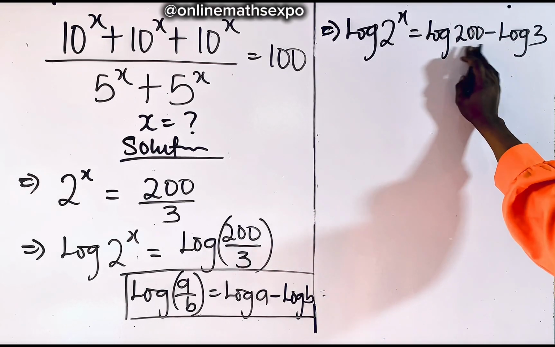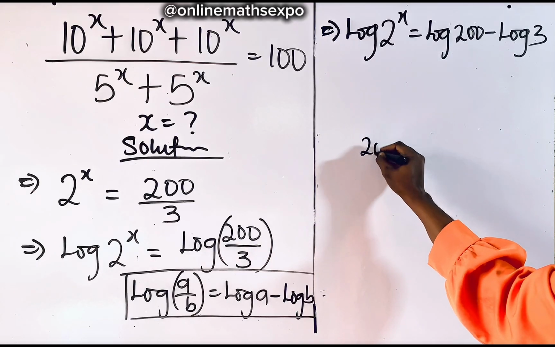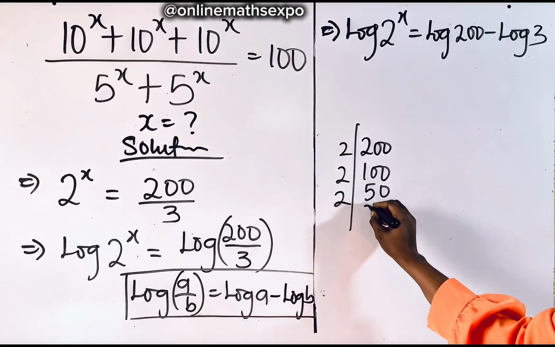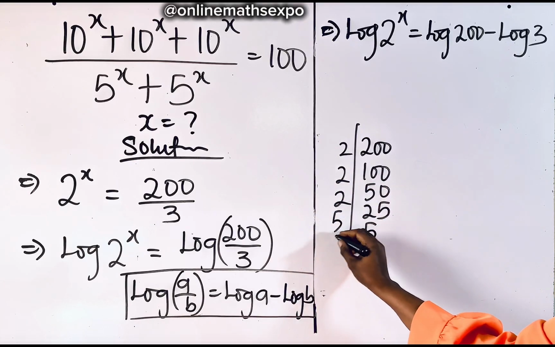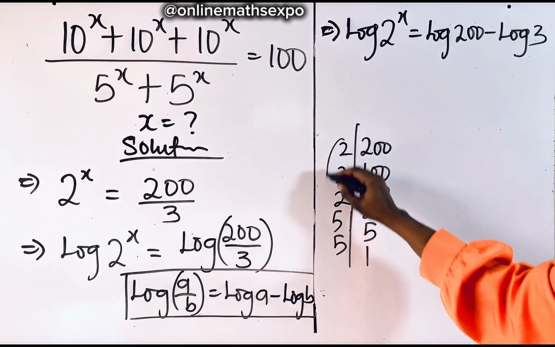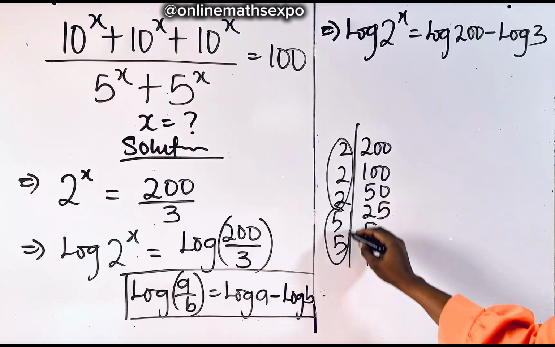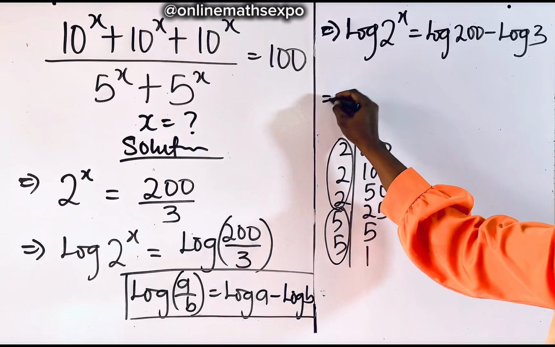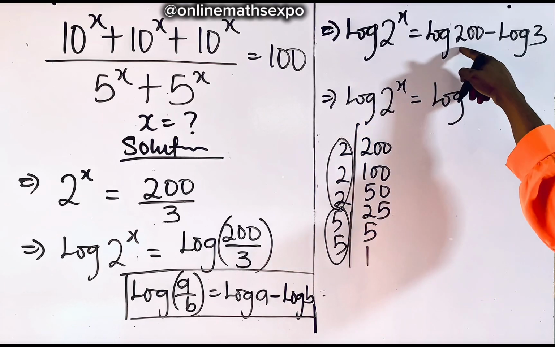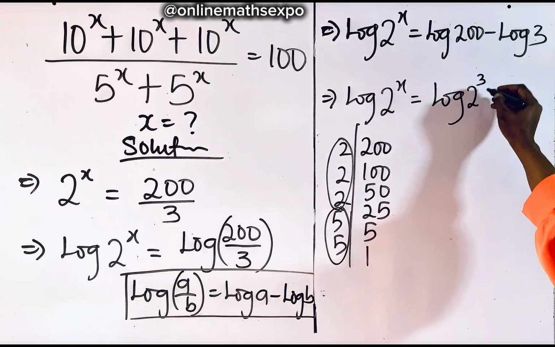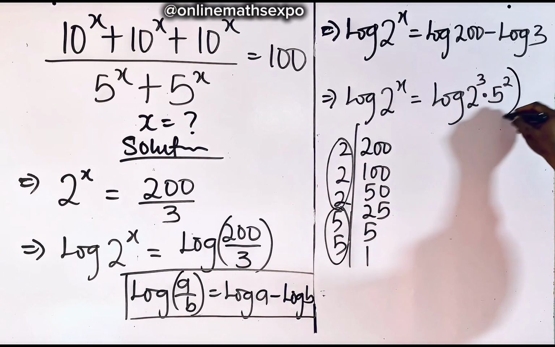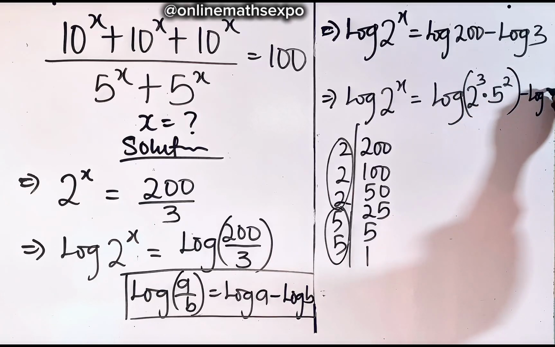Now we are going to simplify this. 200: divide by 2 is 100, by 2 is 50, by 2 is 25, 5 is 5, and 5 is 1. So it means 2 will be raised to the 3rd power and 5 will be raised to the 2nd power. So we have log of 2 to the power of x is log of 200, which is the same as 2 cubed multiplied by 5 squared, then minus log of 3.